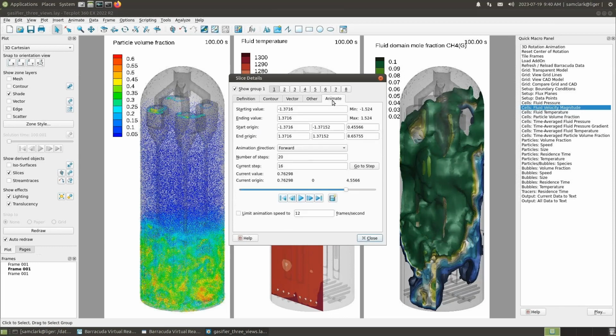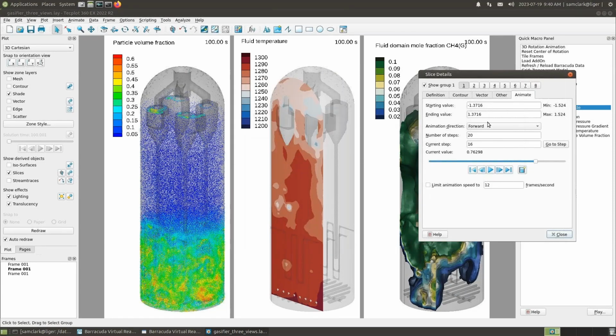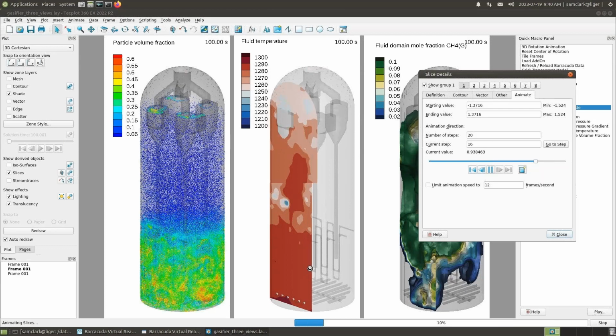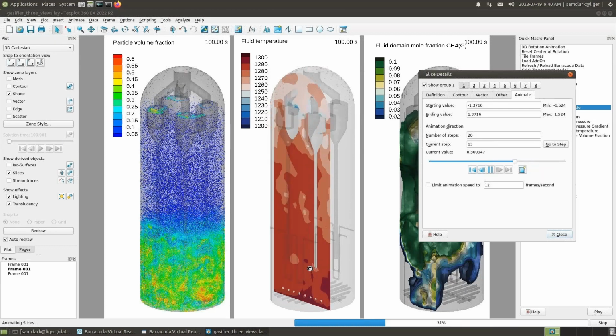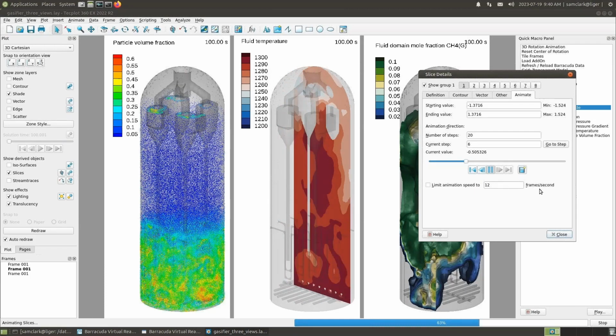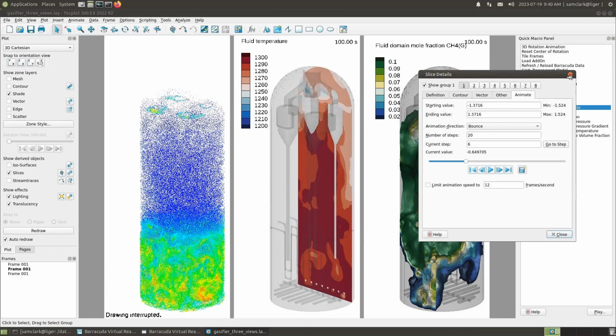They have a nice thing where you can animate a slice and have it do an automatic sweep back and forth through the system, so you can get a really good idea of what's happening in a three-dimensional sense throughout the whole vessel. So there's a number of really good features available there.